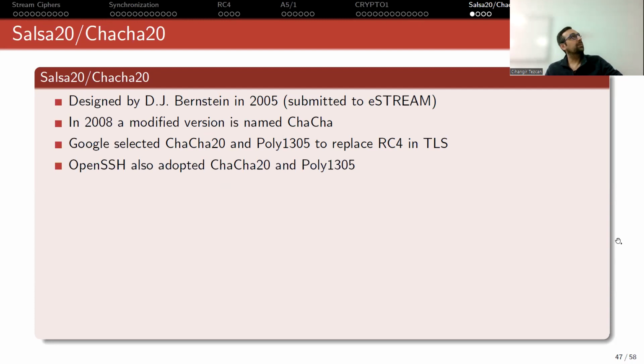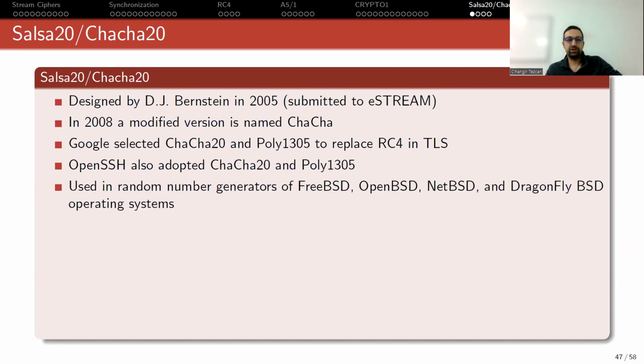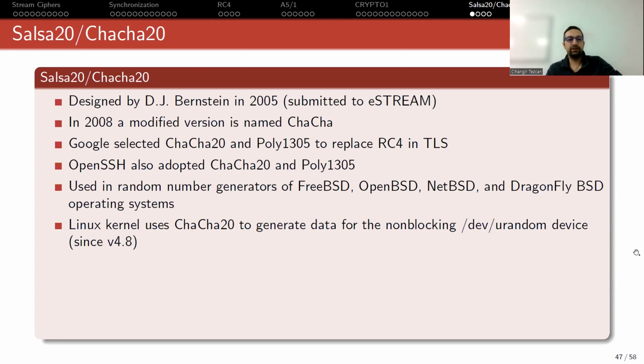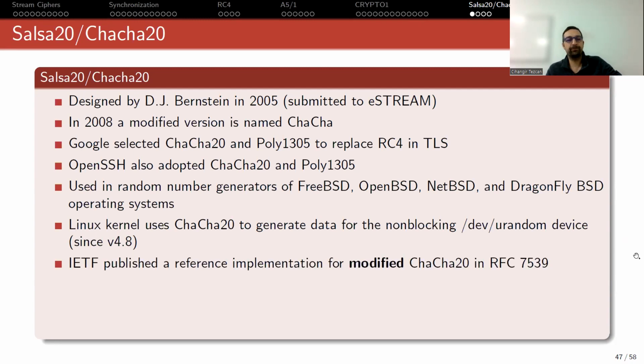A lot of people adopted it. OpenSSH also adopted ChaCha. ChaCha started to be used in random number generators for many operating systems like FreeBSD, OpenBSD, NetBSD, DragonFly BSD, and so on. Also, the Linux kernel uses ChaCha to generate data for the non-blocking /dev/random device.